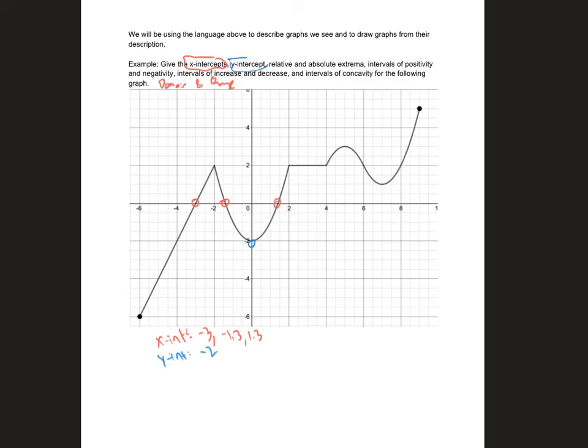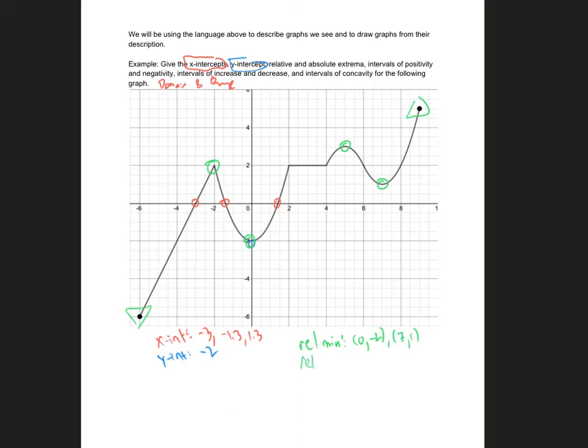The relative and absolute extrema. We've got a relative max here and here. We've got relative mins here and here. And we've got absolute extrema here and here. So what I would write is I have relative mins at (0, -2) and at (7, 1).